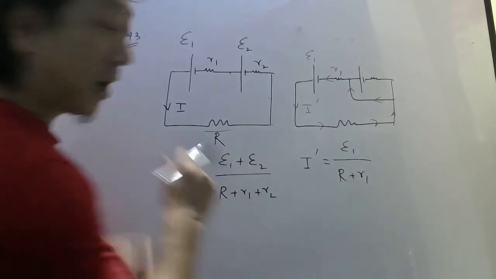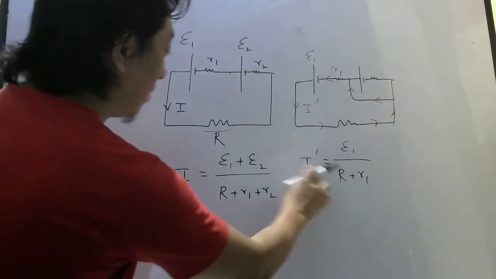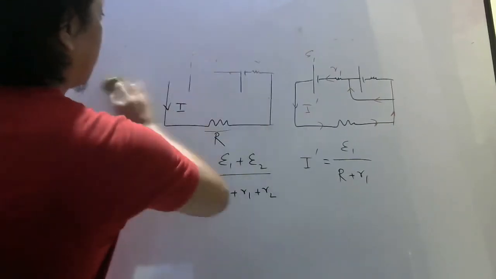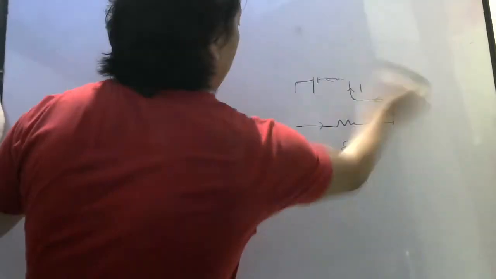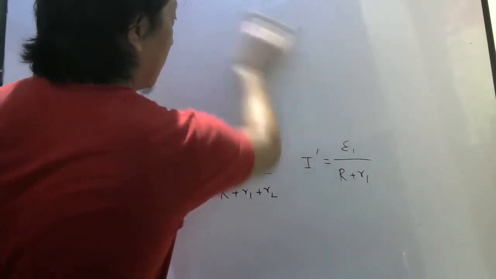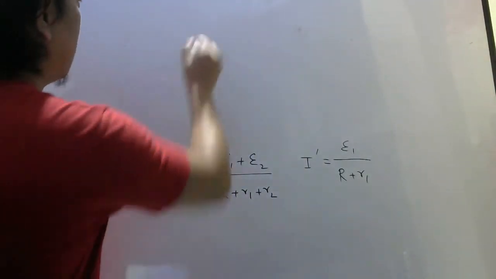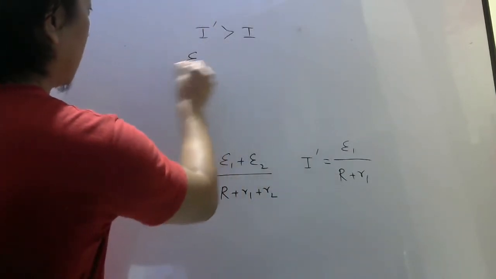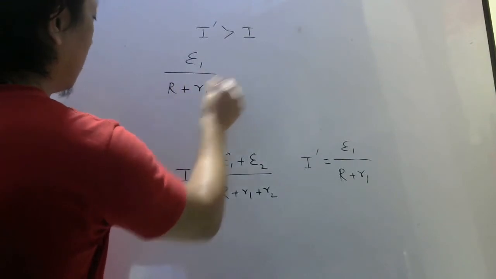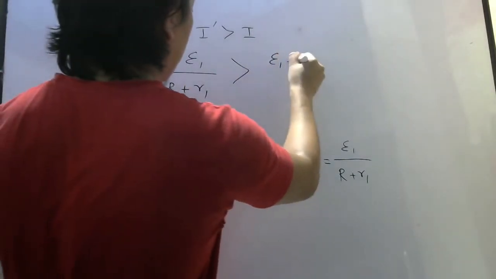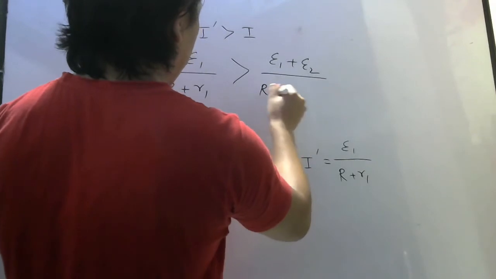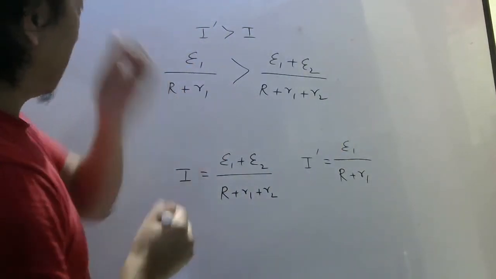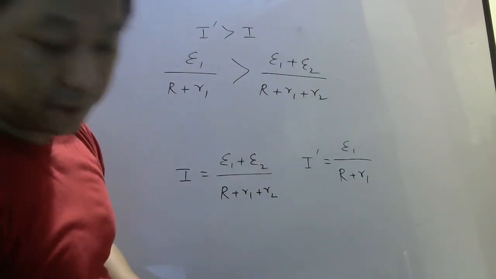So they want to know how current can be increased. They want this to be greater than this. So let me rub this part. Now diagrams I think we don't need. Once we have understood this, they want this current to be greater than this. So E1 by R plus small r1 should be greater than E1 plus E2 divided by R plus R1 plus R2. And this we have to try to simplify.